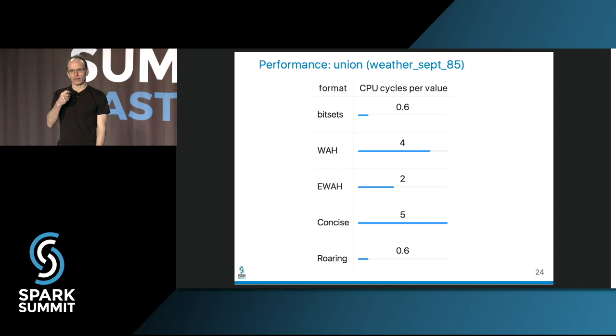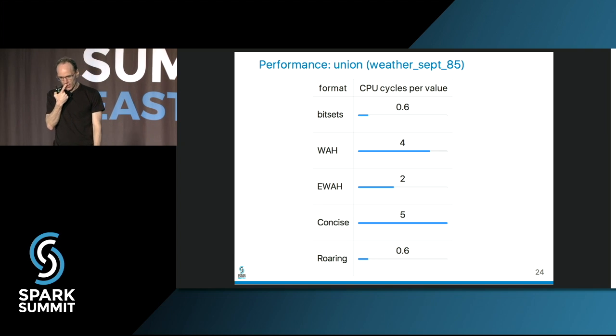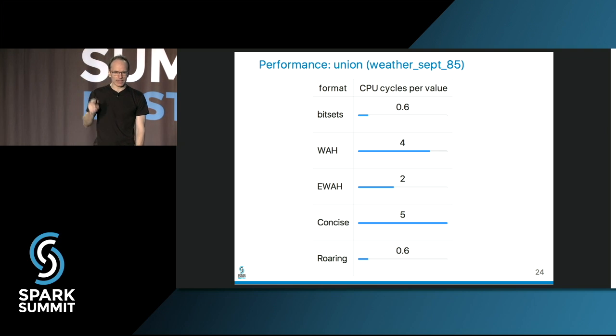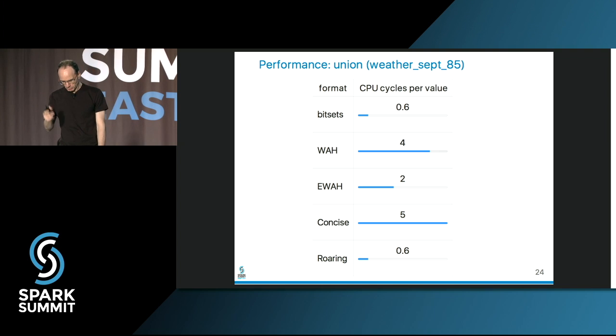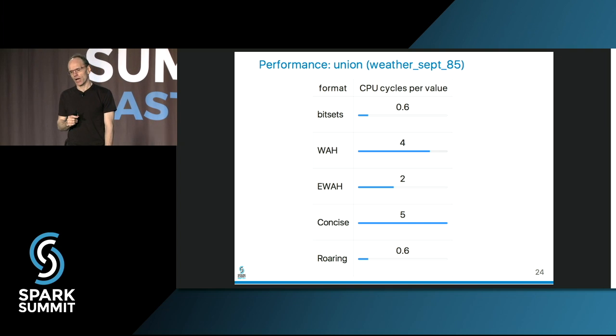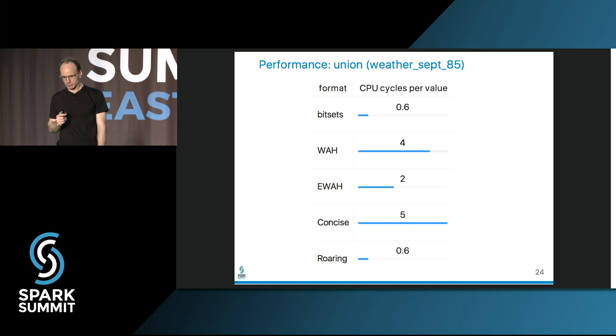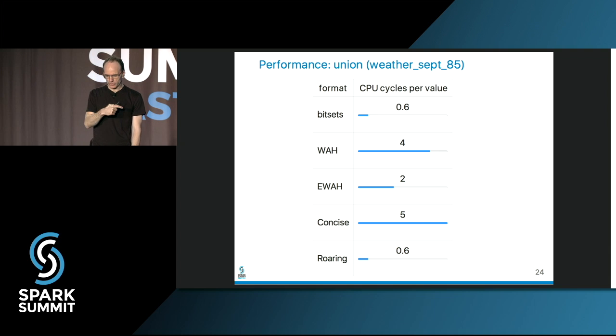So here I could give you lots of results, but I picked one example. And again, all these tests are available online. It's an example where I compare different formats. On top, the first format is just an uncompressed bit set. At the bottom, I've got Roaring. And these are the number of CPU cycles, so it's the time to compute the union between bit sets.